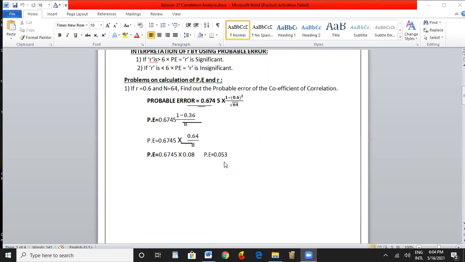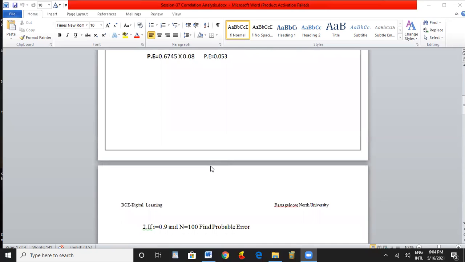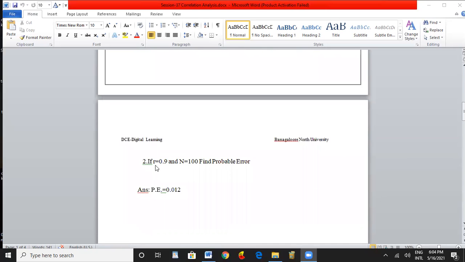0.053, and if the management asks, you have to compare. In the problems, if they ask you to compare, at that time you have to compare. For your syllabus, you only have to determine the probable error. You have to calculate the probable error. Then in the same way, there is another problem. If R is equal to 0.9, R means correlation coefficient, and n is equal to 100. Here the number of pairs is 100.